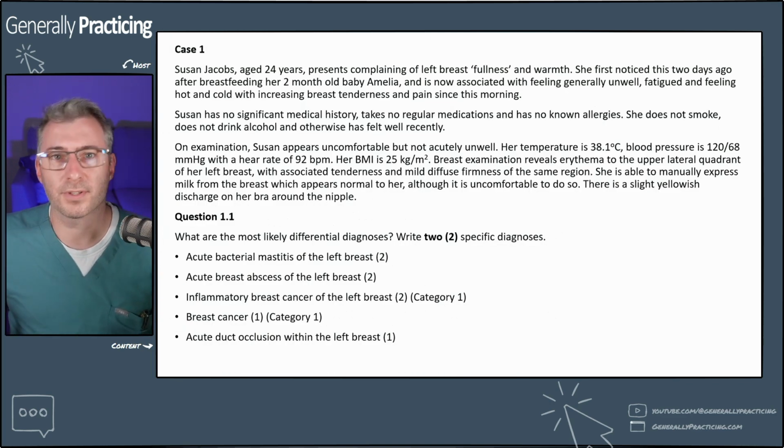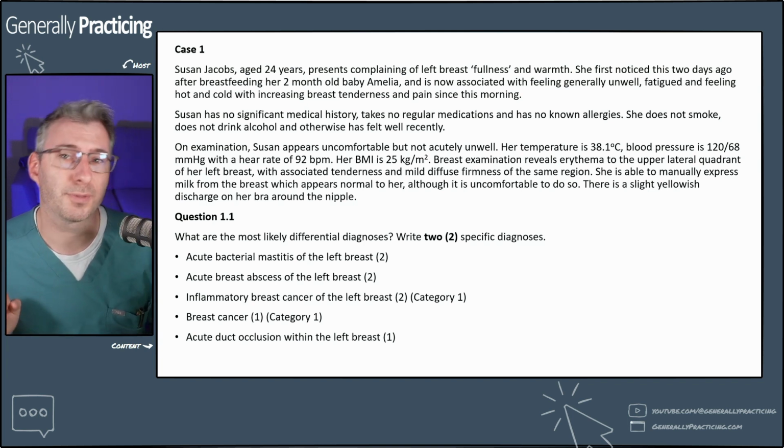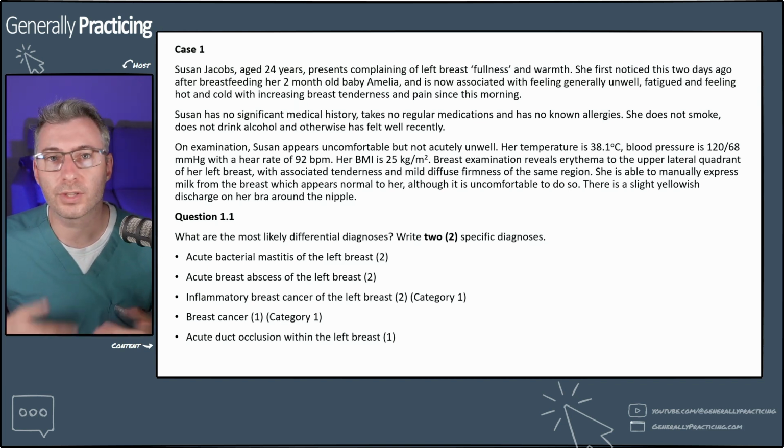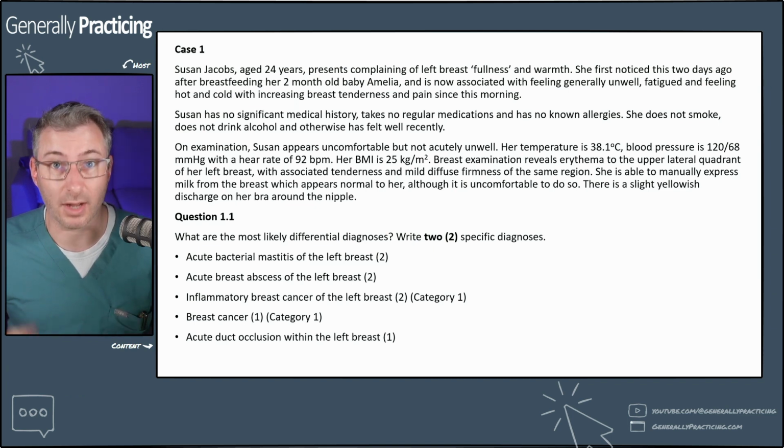So this first case here, we're saying what is the most likely differential diagnosis? Write 2 specific diagnoses. Remember, we want to be concise, specific, and we want to avoid overcoding as well. So this is all leading towards a more mastitis-type picture, but we're going to be specific. So we're going to say this is an acute, this is new, this is a bacterial infection, and it's a mastitis of the left breast. So we're specifying which side is actually involved here.